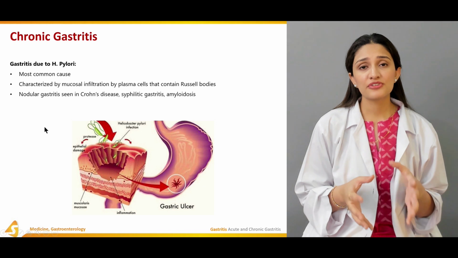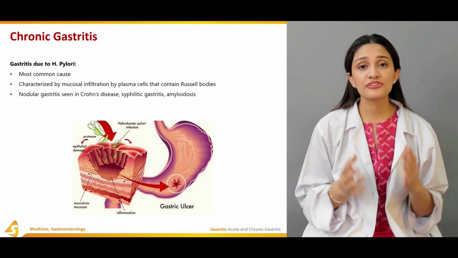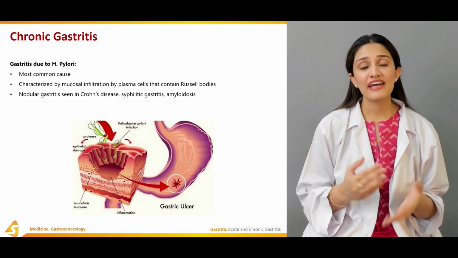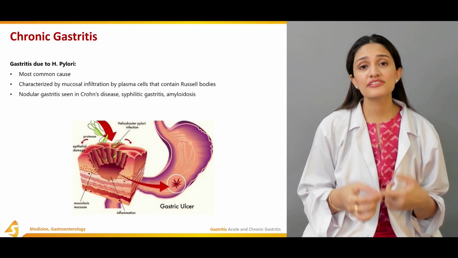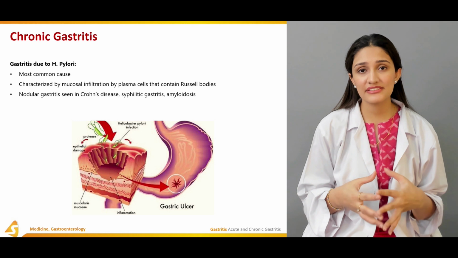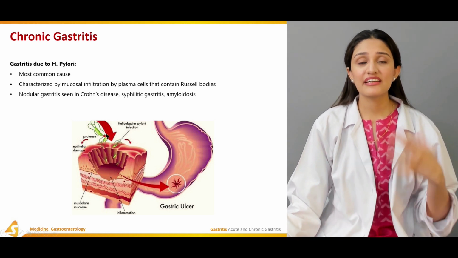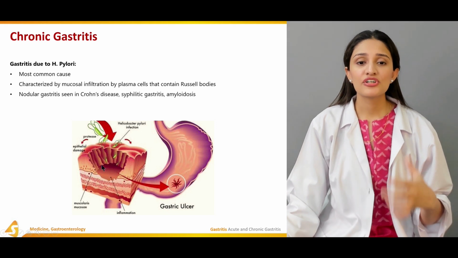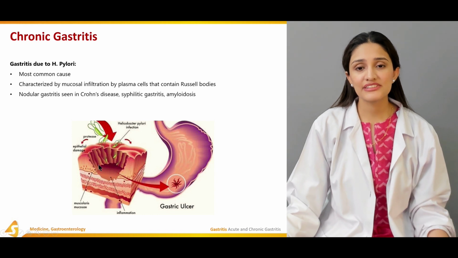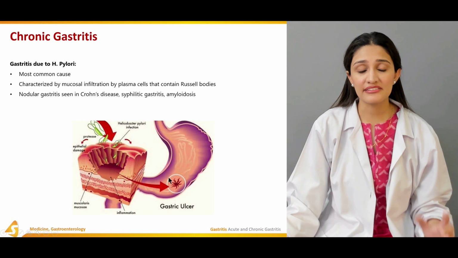A form of chronic gastritis is called nodular gastritis, which is usually seen in Crohn's disease, syphilitic gastritis, amyloidosis, and different types of gastritis, such as collagenous gastritis and lymphocytic gastritis. So in this picture, you can see how H. pylori infection causes an ulcer within the epithelium and the mucosal surface of the stomach, causing inflammation and ulcer.